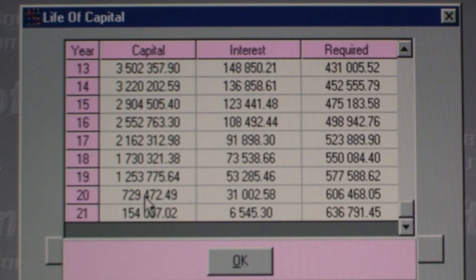But in year 20 he has enough money. He only requires 606,000, which is about 50,000 rand a month, and he will have that because he'll have 729 plus 31, so he'll have enough for year 20 but not for year 21.